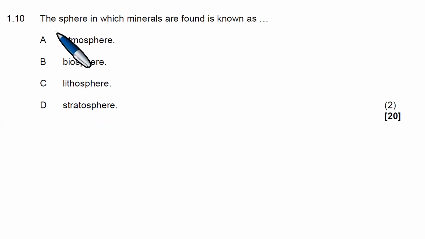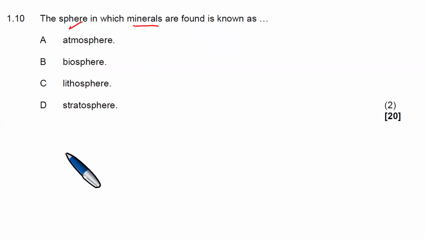The sphere in which minerals are found is known as which one? In which sphere are minerals found? Are they found in the atmosphere? The biosphere? The lithosphere? The stratosphere? Where do we find minerals?